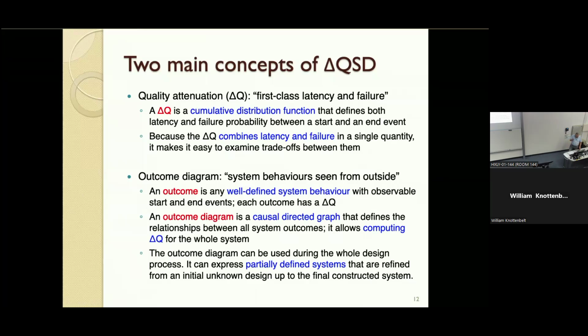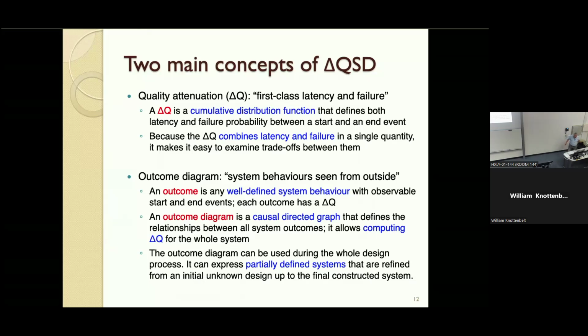The second concept, outcome diagram, is basically looking at the system behavior. So if your system has to do something, send a message, get a reply, display something, do some computation, that is a system behavior seen from the outside. So an outcome is a well-defined behavior that has an observable start and ending, and it has a latency and failure probability, which is a delta Q attached to it. So the outcome diagram is basically combining that for the whole system.